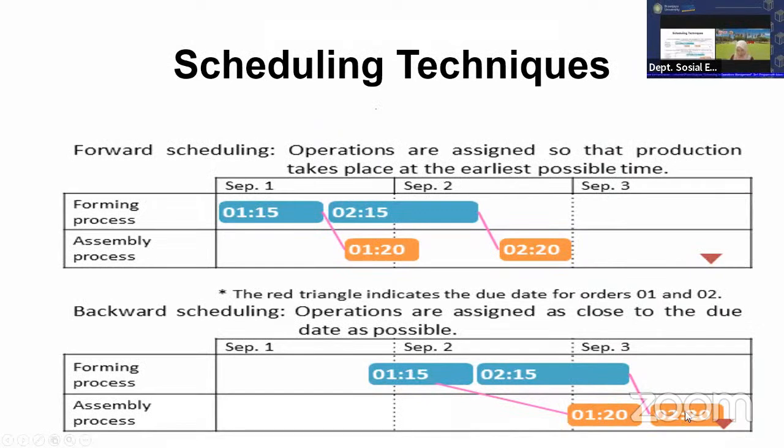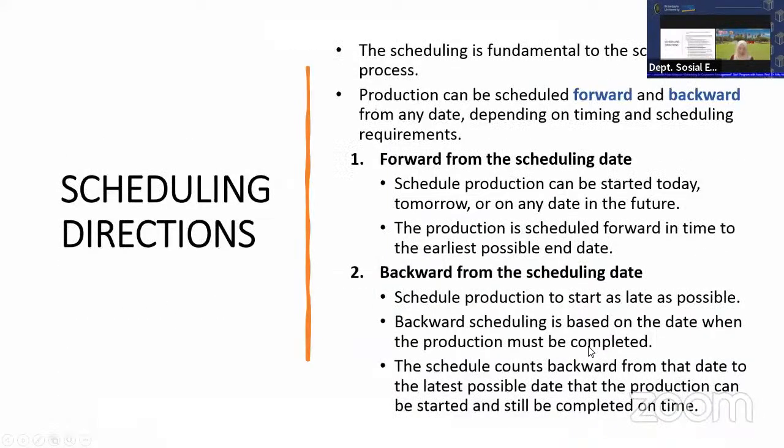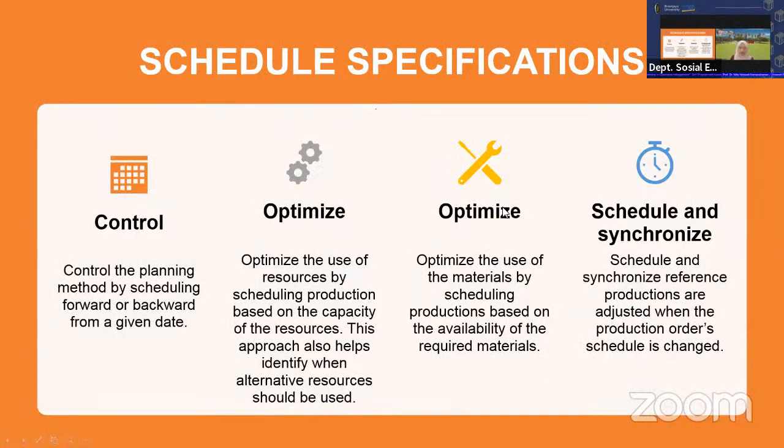So if you can understand this diagram, it is easy for you to understand these descriptions, right? Now the schedule specification. Of course, for the specification of schedule, we need to have control. Why is control needed? Control the planning method by scheduling forward or backward, because once you identify whether you want forward scheduling or backward scheduling, you can control everything: your resources, your human resource, your equipment, everything can be controlled.